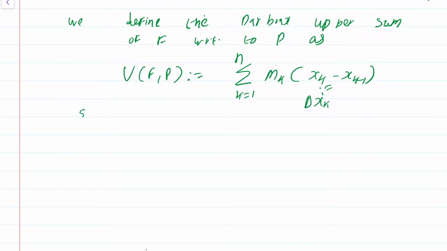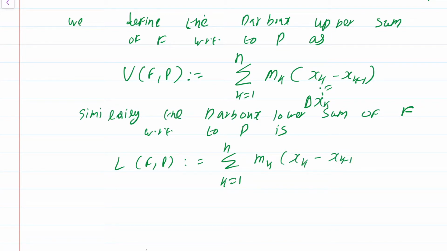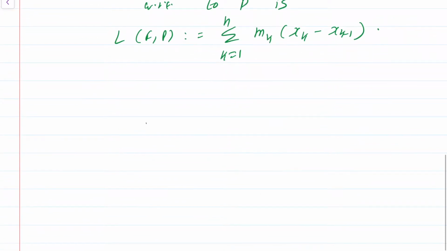Similarly, the Darboux lower sum of f with respect to P, L(f,P), is by definition just the summation k equals 1 to n of small m_k times delta x_k. So these are the Darboux upper sums and the Darboux lower sums.